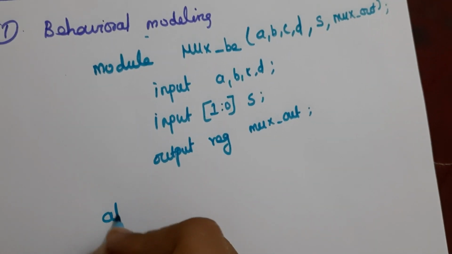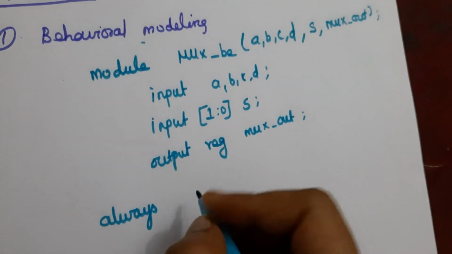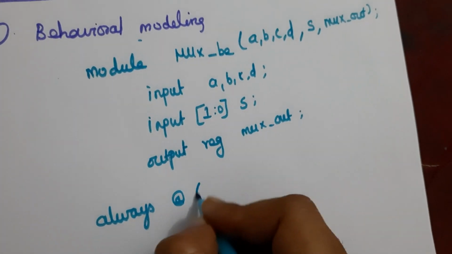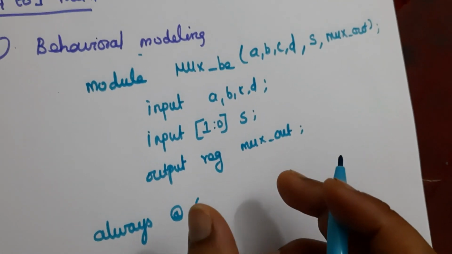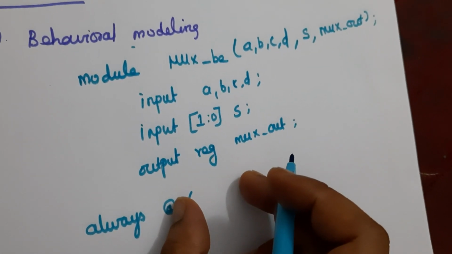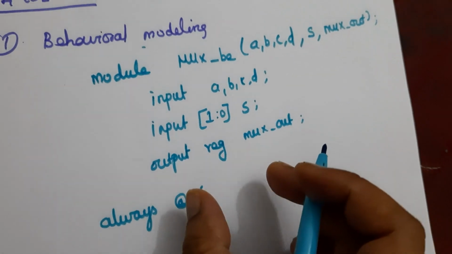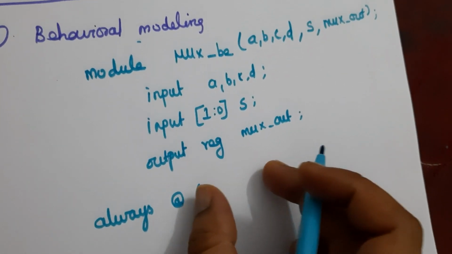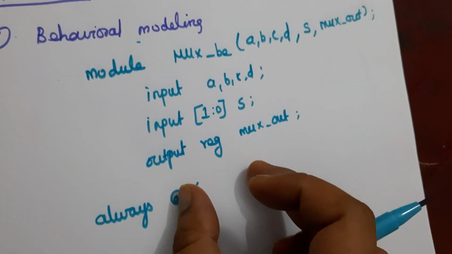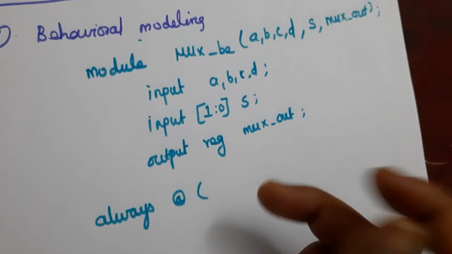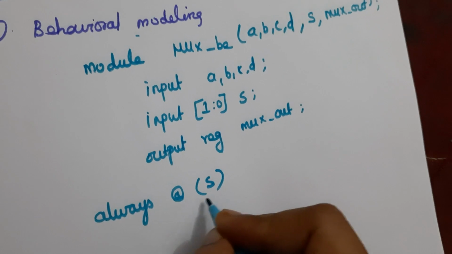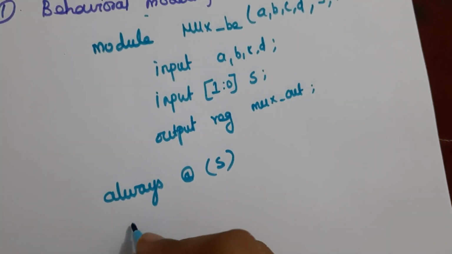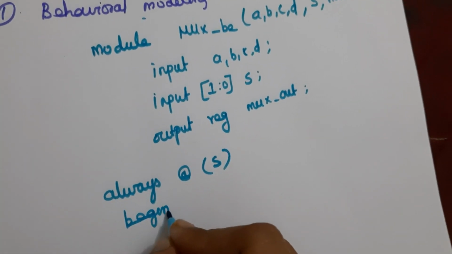Next we define the always block. In the always block, we give the conditional statement. If you are using a clock, then we start the operation on the positive edge of the clock or the negative edge of the clock, or any conditional statement we give at this stage. So for always, I just give the select line as the condition here. Next we write begin.